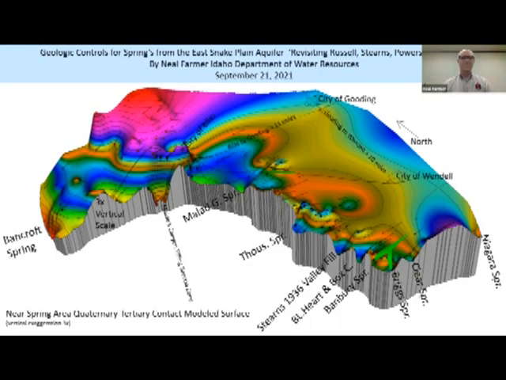Great. So this is a continuation of information and data that's been gathered since about year 2008. And one of the reasons is this geologic contact is a major hydrogeological control of how the springs issue from the East Snake Plain Aquifer in South Central Idaho.